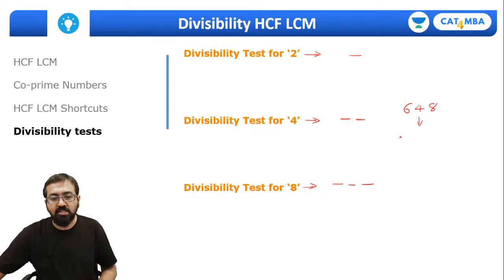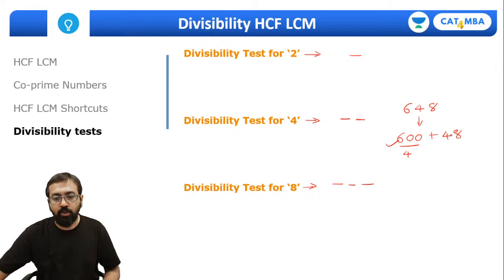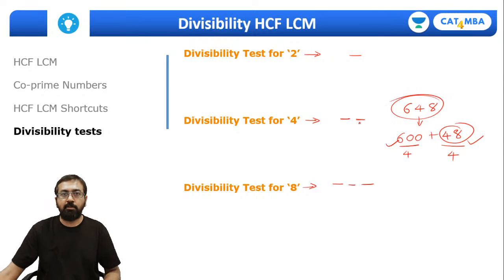So can I write down 648 as 600 plus 48? 100 is divisible by 4, so any multiple of 100 will be divisible by 4. Yes or no? So 600 is definitely divisible by 4. So what do we need to check? Whether this 48 is divisible by 4 or not. If 48 is also divisible by 4, then the whole number will be divisible by 4. And that's the reason we check the last two digits.